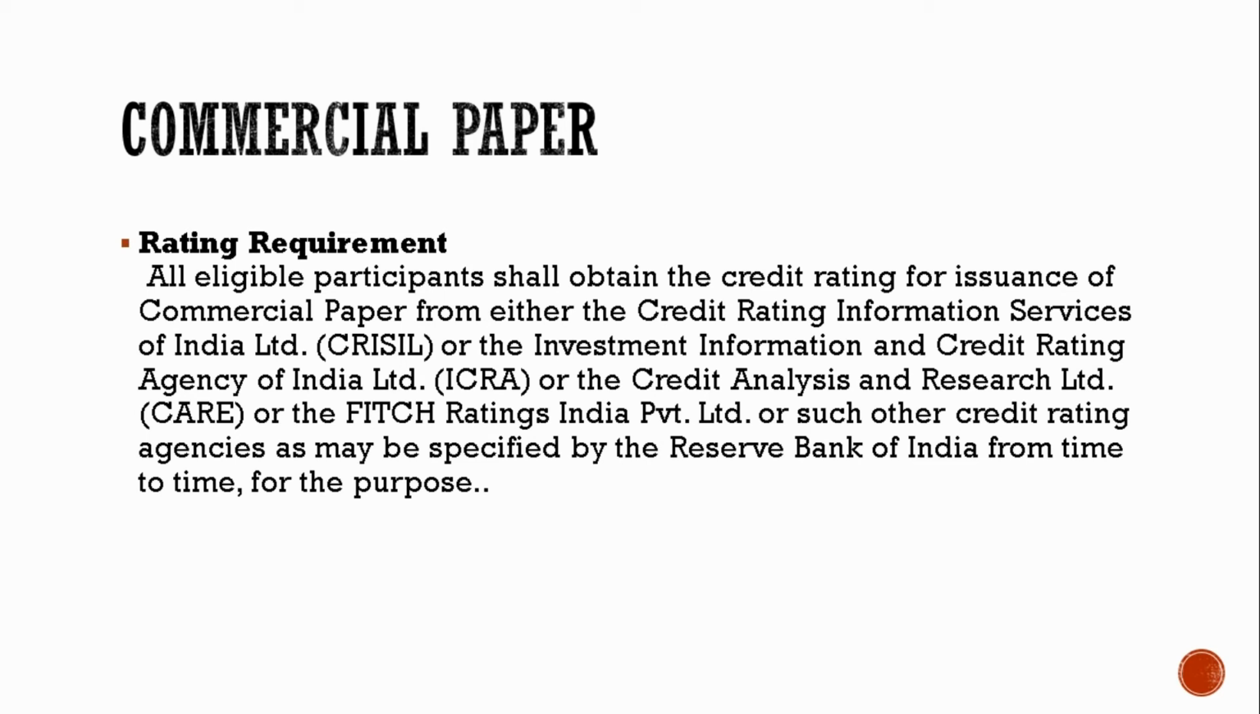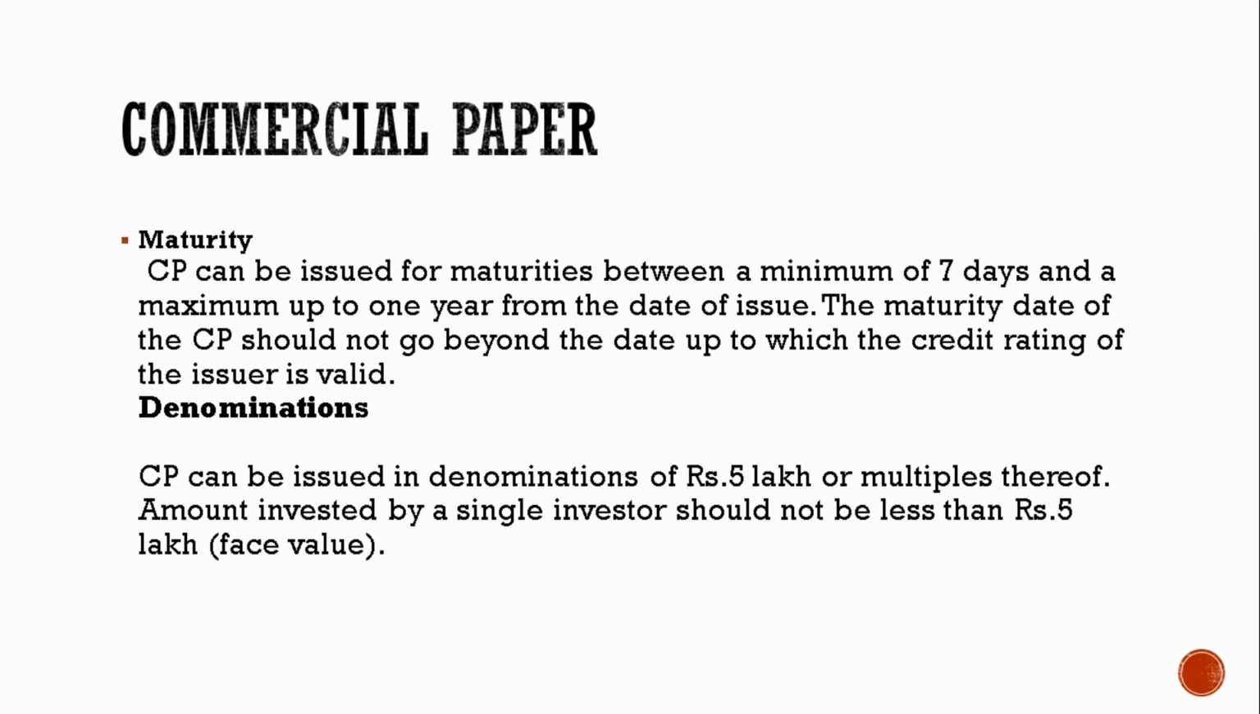Now, all participants shall obtain a credit rating for issuance of commercial paper from either Credit Rating Information Services of India, or Investment Information and Credit Rating Agency of India, or Credit Analysis and Research, or Fitch Ratings, or such other rating agency as may be specified by the Reserve Bank of India from time to time. Now, maturity of commercial paper can be issued for a period between 7 days and a maximum of up to 1 year from the date of issue. The maturity date of commercial paper should not go beyond the date up to which the credit rating of the issuer is valid.